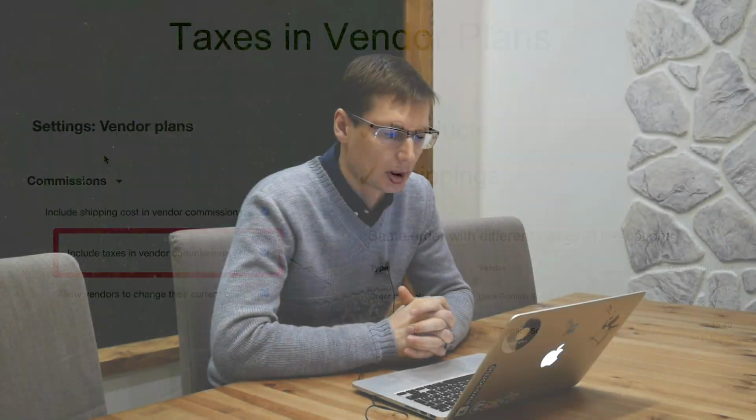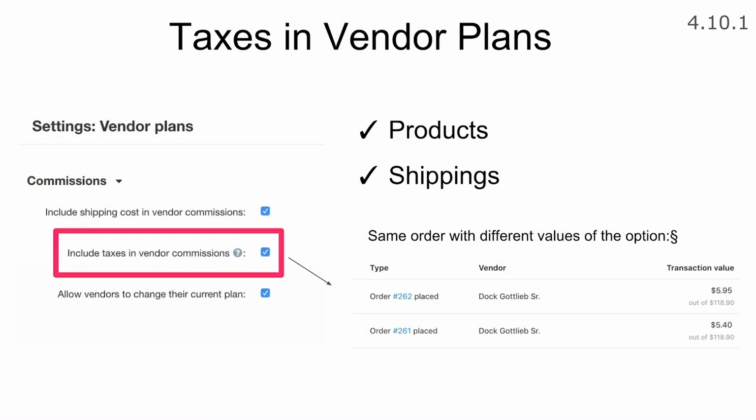Taxes in vendor plans. As you know, in order to take commission from vendor orders, you should use the vendor plans add-on. The problem was that in some countries, when you take commission from taxes, it's illegal. So we decided to add a new option to the vendor plans add-on. It's called include taxes in vendor commission.